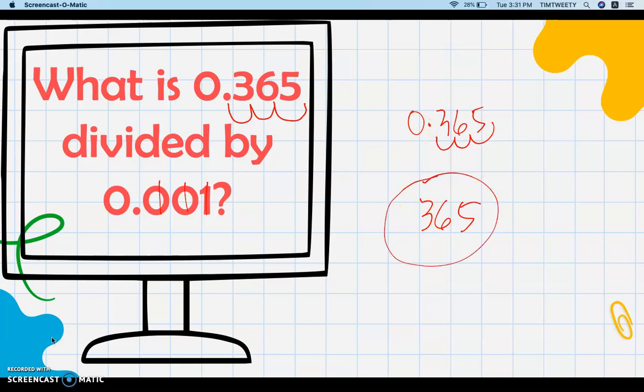So again, if you are going to divide by 0.1, 0.01, 0.001, and so on, you just have to move the decimal point of the dividend to the right, depending on the number of digits after the decimal point. And then if you're going to divide by 10, 100, 1000, and so on, you just have to move the decimal point of the dividend to the left, depending on the number of zeros.